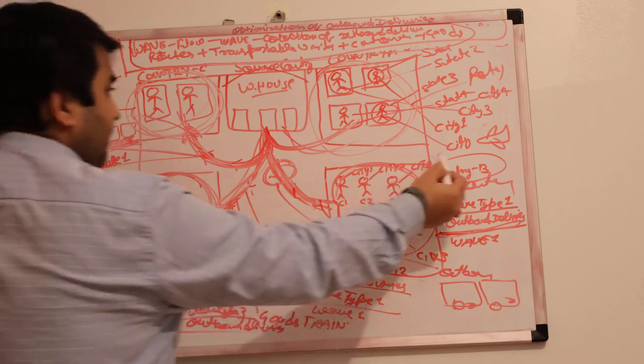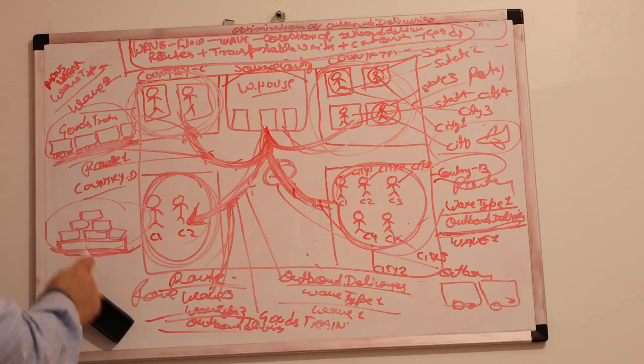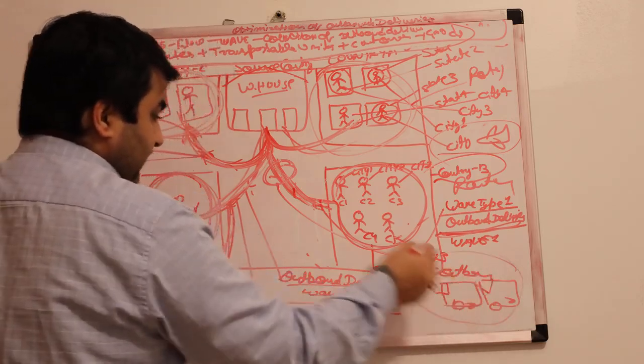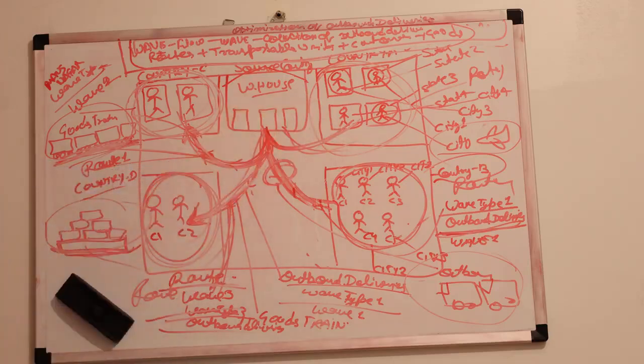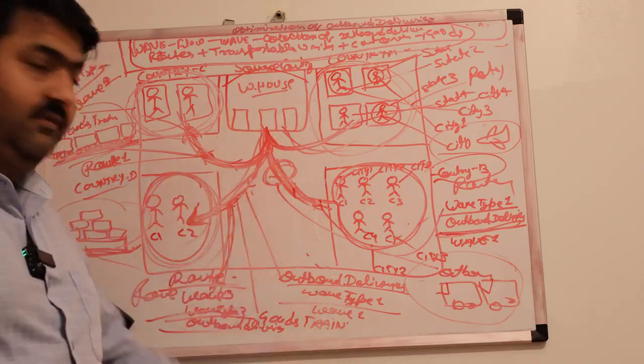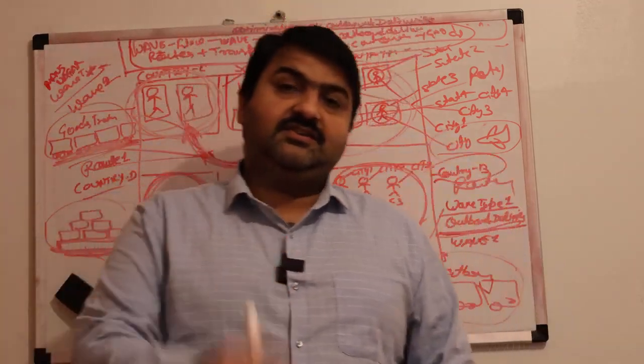Here we are sending the goods by aeroplanes, here through ships, here we are using trucks. These are the trucks, the transportable units. So this is the optimization of wave management in extended wave management in extended warehouse management.